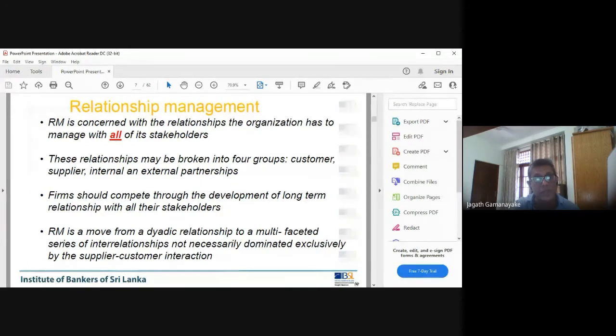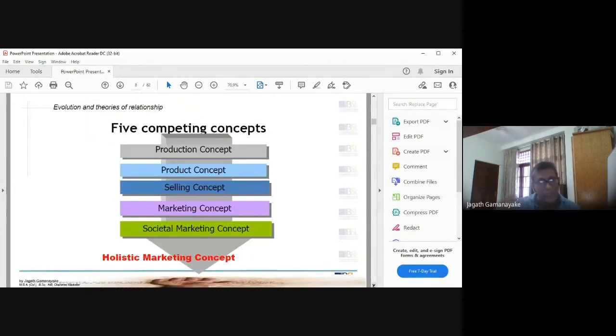But relationship is you are dealing with every people, right? So let's look at the evolutions and theories of relationship. I will add some more things to what we have learned last time. Now we discussed the relationship evolution basically from pre-industrial age to industrial age to service economy and knowledge economy.